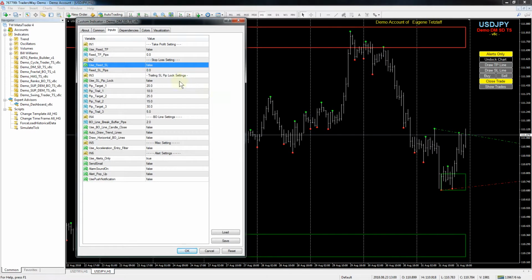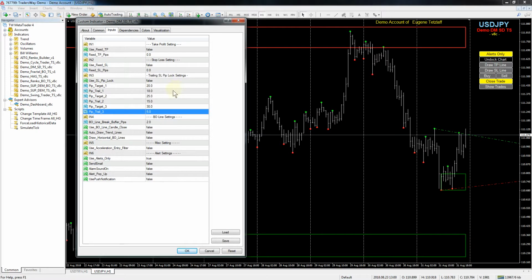And we also have a trailing stop loss pip lock setting, which is default at false. Now if you set this to true, in this case the default setting is a 20 pip target. When the trade opens and it goes into profit by 20 pips, it will start trailing by 18. Then once it hits 25 pips of profit, it will trail by 15, and when it hits 30 pips of profit, it will trail by 5. So you notice it keeps tightening up the stop loss.